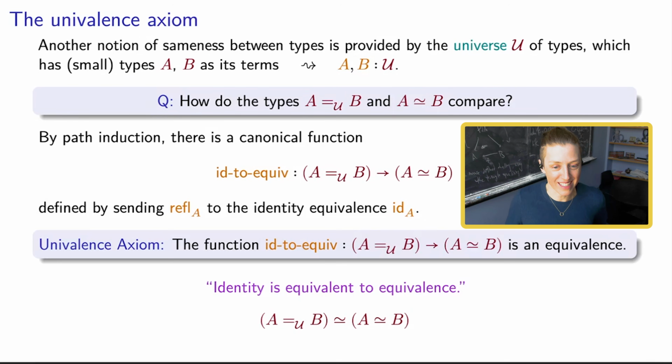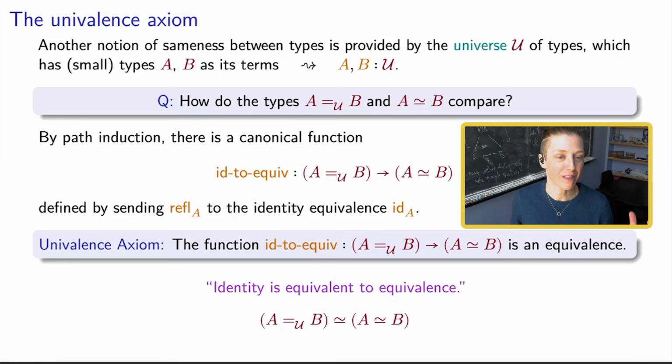The slogan is that identity is equivalent to equivalence, and this has a whole bunch of wonderful consequences that we don't have time to get into here. For instance, one consequence is that it characterizes identity types of a whole bunch of other types. So the identity type in the type of groups, for instance, is equivalent to the type of group isomorphisms, which is exactly what you would want it to be.